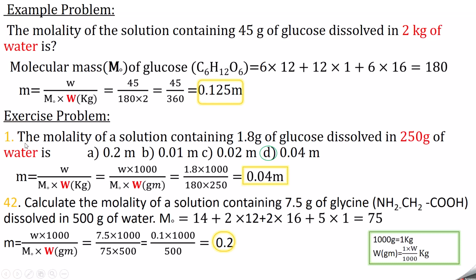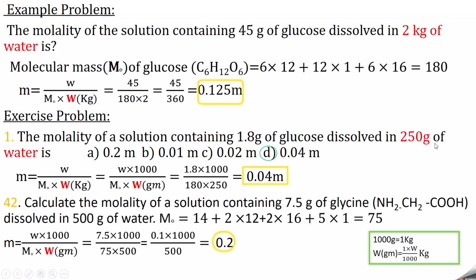The first problem in the exercise: the molality of a solution containing 1.8 gram of glucose dissolved in 250 gram of water is given. Choose the best answer. So you have glucose as the solute, water is the solvent. Write the formula. M is equal to W divided by M naught into weight of the solvent in kilogram.